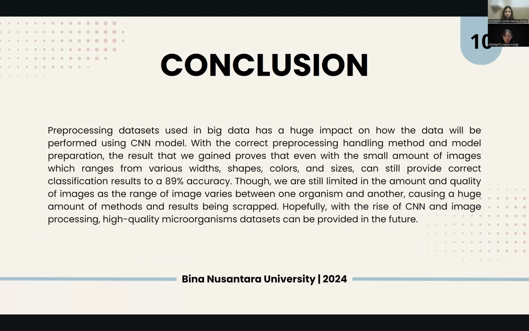With the correct preprocessing handling method and model preparation, the result that we gain proves that even with a small amount of images, which range in various widths, shapes, colors, and sizes, we can still provide correct classification results to 89% accuracy, though we're still limited in the amount and quality of images as the range of images varies from one organism to another, causing a huge amount of methods and results to be scrapped. Hopefully, with the rise of CNN and image preprocessing, a high-quality microorganism dataset can be provided in the future.